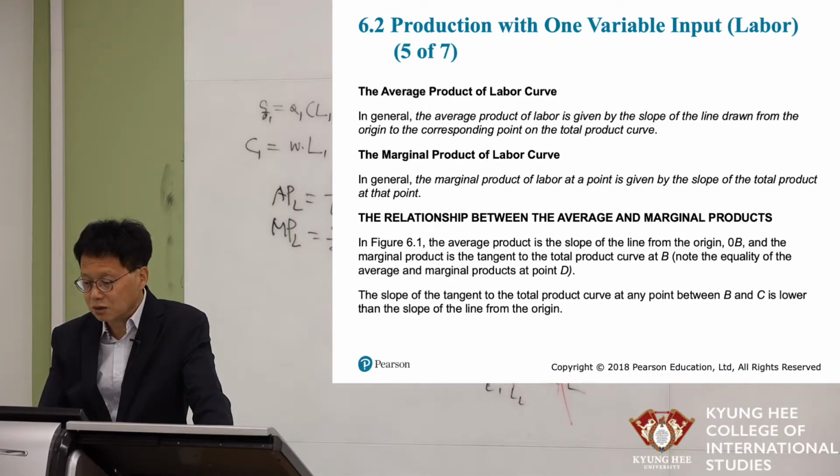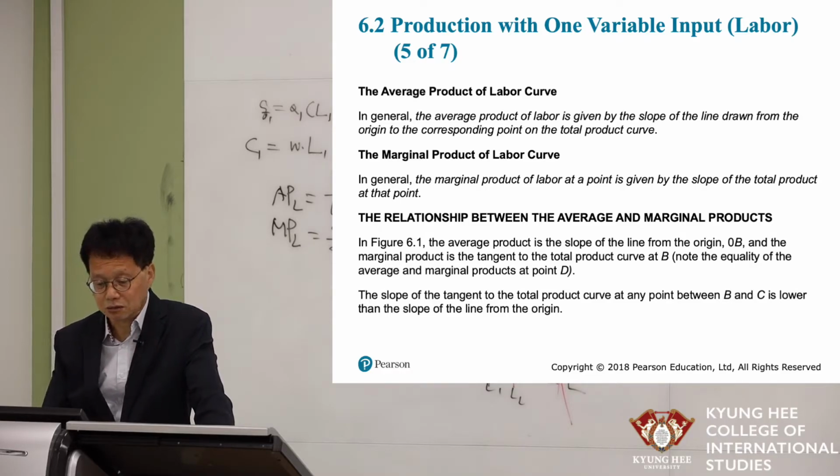The relationship between the average and marginal products. In figure 6.1, the average product is the slope of the line from the origin, OB, and the marginal product is the tangent to the total product curve at point B. I already explained, right?